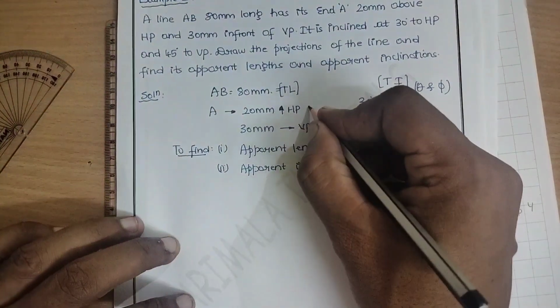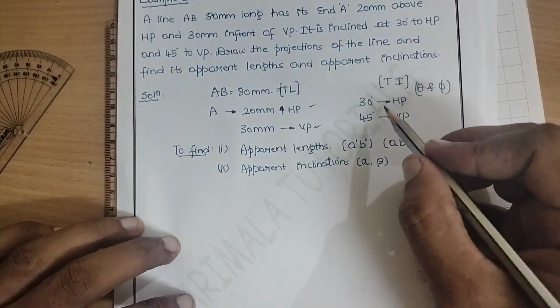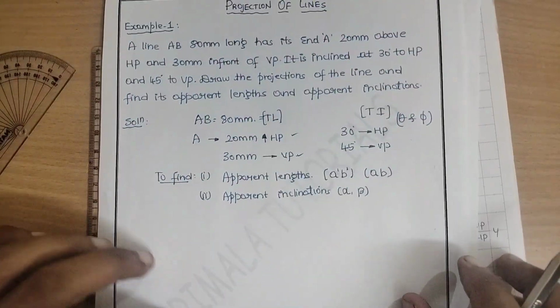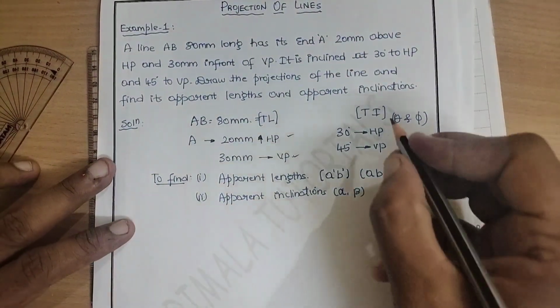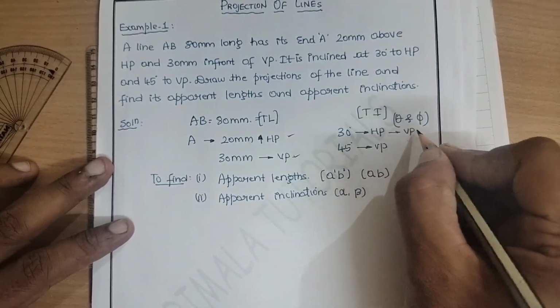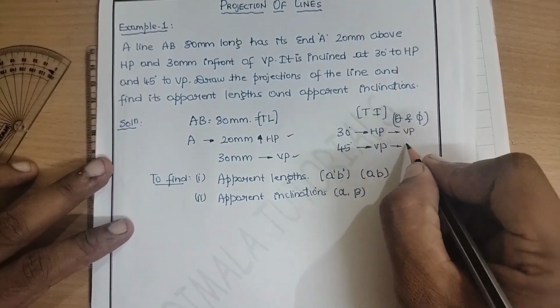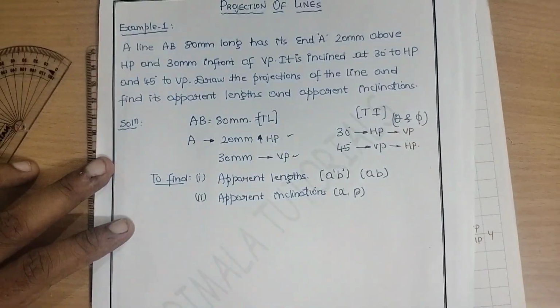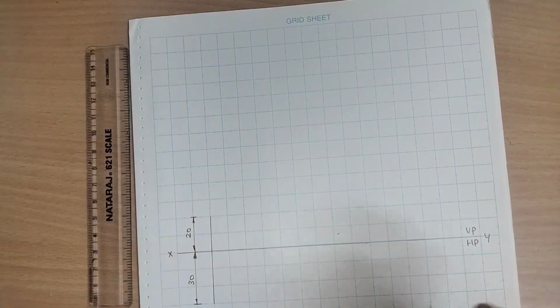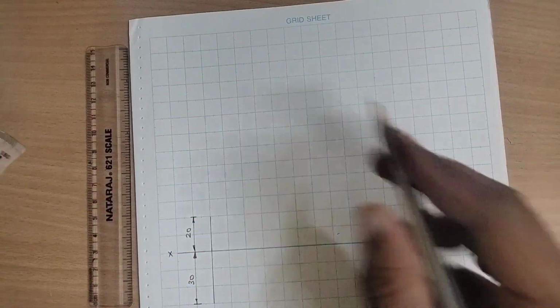The next thing is, we have taken these two data as of now. The next data I will consider is 30 degrees to HP and 45 degrees to VP. My dear learners, very important: any inclination with respect to HP should be shown under VP. Any inclination with respect to VP should be shown under HP. This is very important. So 30 degrees to HP, I will make use of a protractor and show it under VP. This is the VP space.